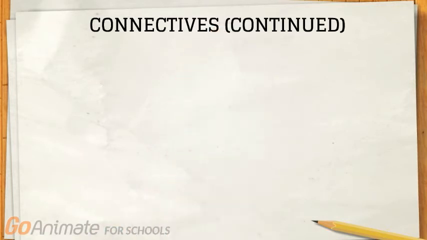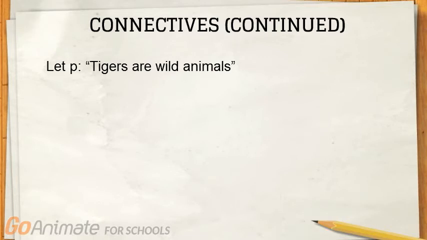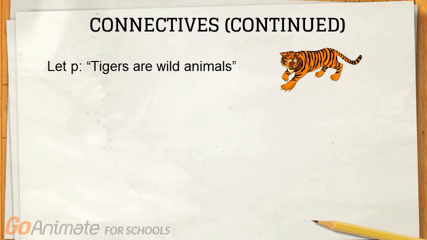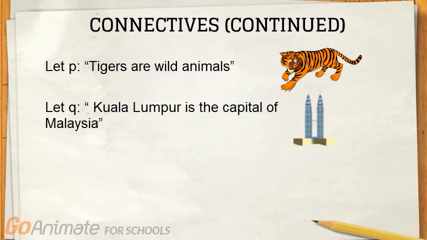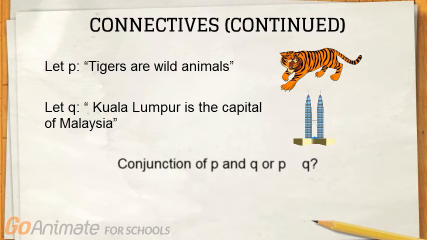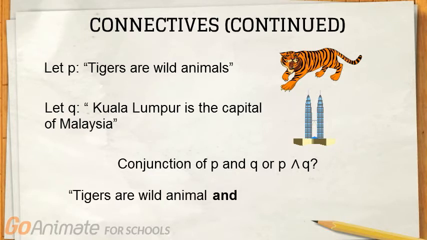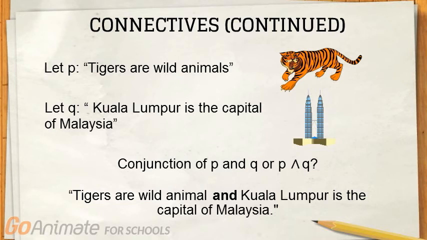Now, let's try a simple exercise. Say you have two propositions. Let P be the statement, tigers are wild animals. Let Q be, Kuala Lumpur is the capital of Malaysia. So, try to find out the conjunction of P and Q. Brilliant! The answer is, tigers are wild animals and Kuala Lumpur is the capital of Malaysia.